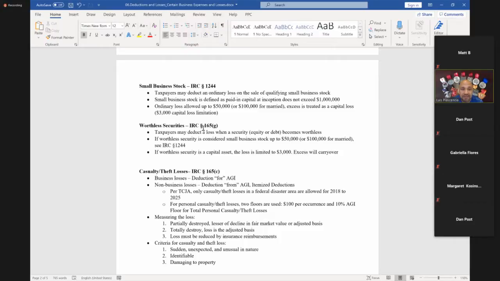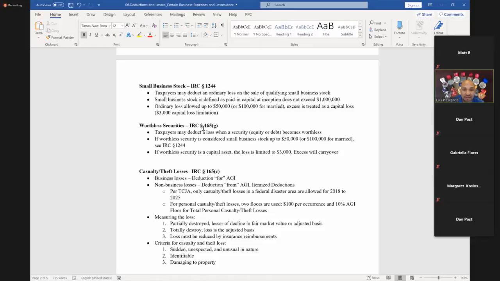So the small business stock is defined as paid in capital at inception. So the original paid in capital when the corporation was formed cannot exceed $1,000. And only those shareholders that form the corporation at inception can benefit from 1244. Additional shareholders after they come in cannot benefit from Section 1244. It's only the original shareholders. As long as they put in no more than $1,000, then they'll be able to write it off.